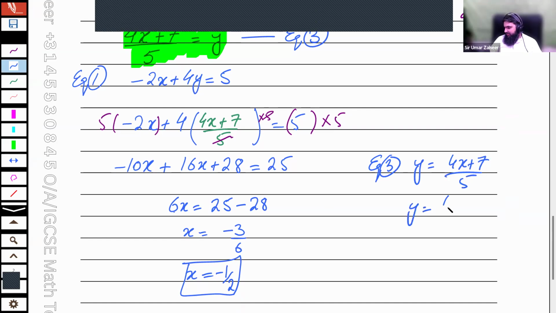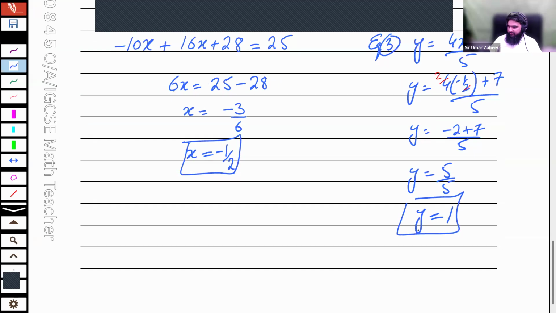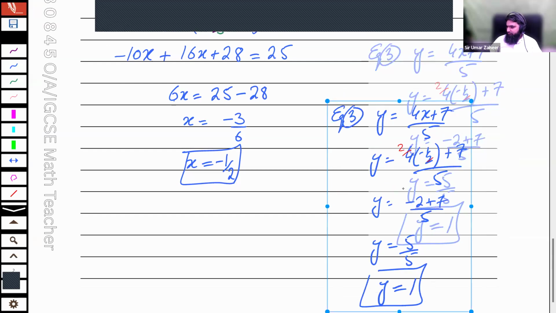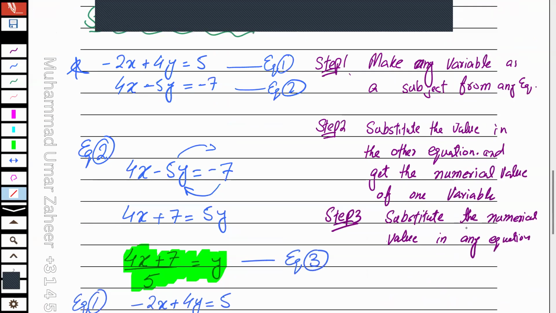So substitute the value of x: 4 times minus 1 by 2 plus 7, divided by 5. So 2 times 1 is 2, 2 times 2 is 4. I'm going to get minus 2 plus 7 divided by 5. So y is equal to 5 over 5. So I'm getting the final answer: y is equal to 1. Yes, everyone, any question? No.